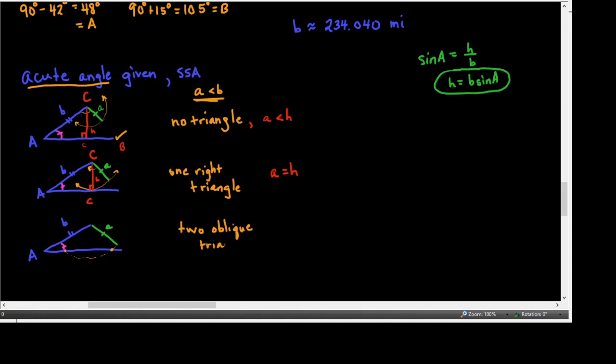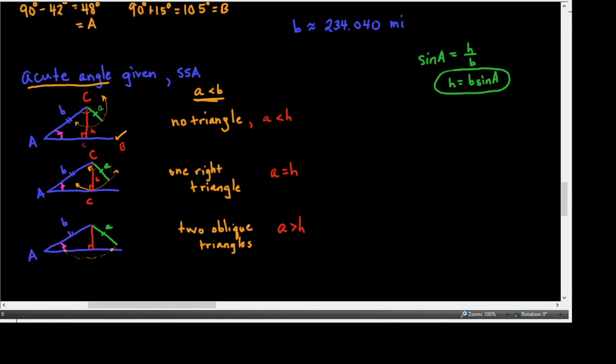And how will we know that that's the case? Well, we've been comparing to the altitude, so let me draw that in. And at the point when you swing that through the altitude location, isn't it a lot longer, because it's down here below the line? It's a lot longer than the altitude. So that's the situation. If A is greater than H, you have two oblique triangles.